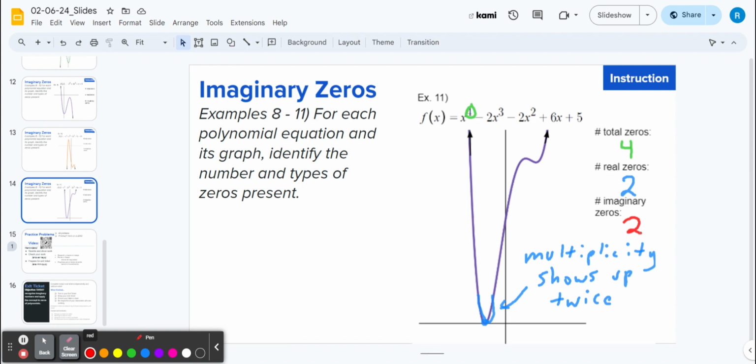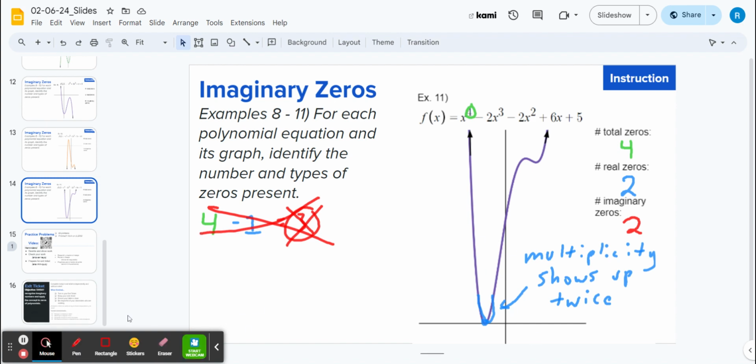And let's remember, if we had, let's say, 4 minus the 1 real zero for that spot, we'd be left over with 3. But that can't work because those always come in pairs. Remember, imaginaries always come in pairs. So we also have to look out for that multiplicity when we're trying to find the number of zeros.